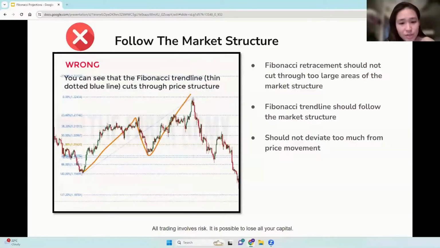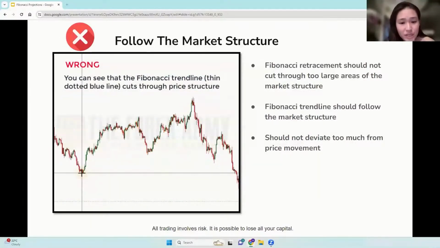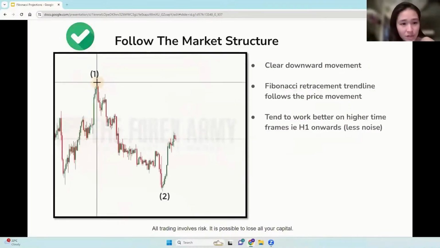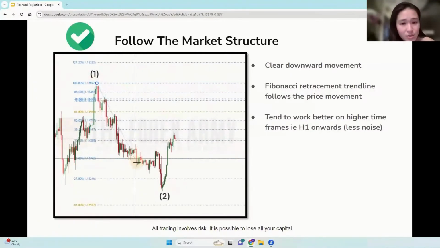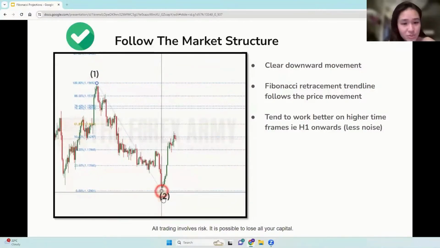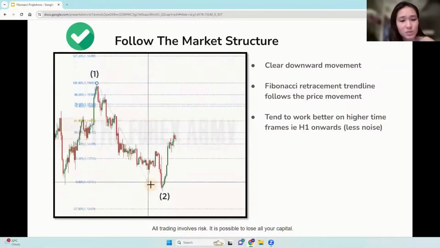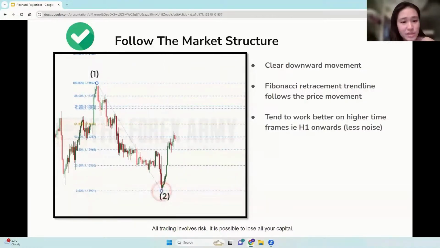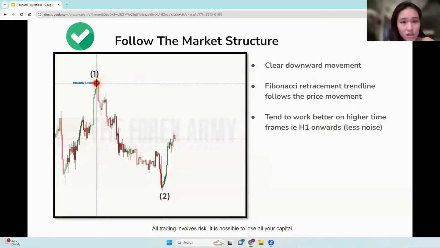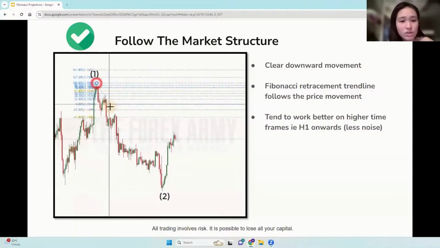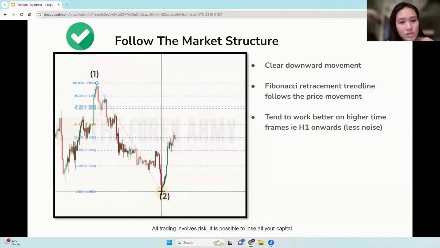So when drawing your trend line, you want to follow price movement and not deviate from it too much. You want to pick market structures with clear upward or downward movement and something that follows price movement. This works better on higher time frames, as there tends to be less noise. Higher time frames could be 1 hour, 4 hours, 1 day, 1 week as well.